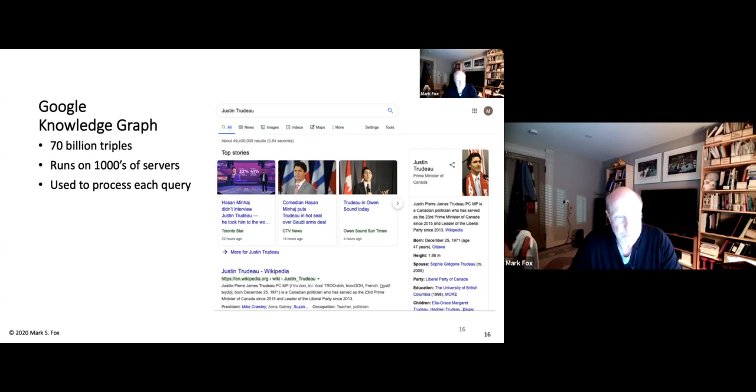What they do is they mine the internet, extracting information from web pages and adding it to their knowledge graph. When Justin Trudeau was born, what his height is, who he's married to, the party that he's the head of, where he went to school, et cetera, all that is added to the knowledge graph so that when somebody does a search for Justin Trudeau, they go into the knowledge graph, they find the node labeled Justin Trudeau, and they pull out all the properties, such as birth date, married to or spouse, education, et cetera. It's all there in the knowledge graph, ready for Google to present it. So you all have experience with knowledge graphs without even knowing it.